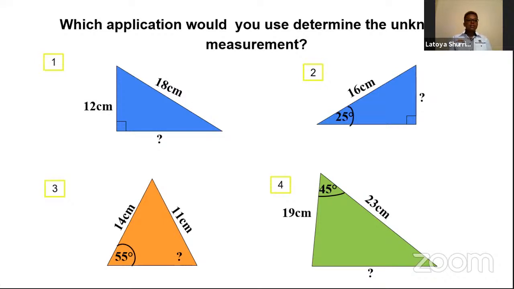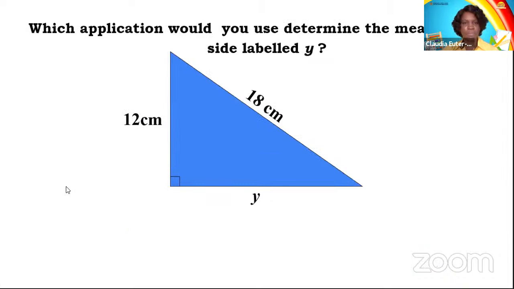All right, let's go through and see if what you are thinking, we're also thinking the same thing. Let's look at the first one. So you have a triangle. Could you indicate the type of triangle that we have? You answer in the chat.